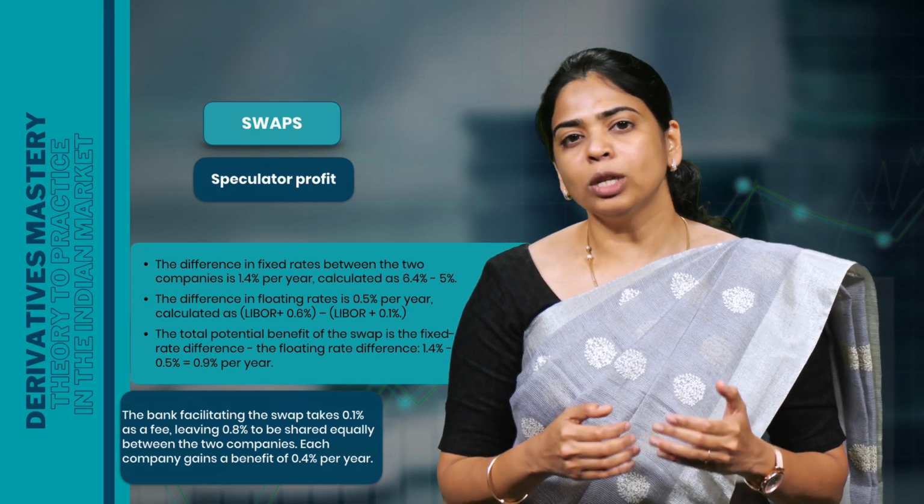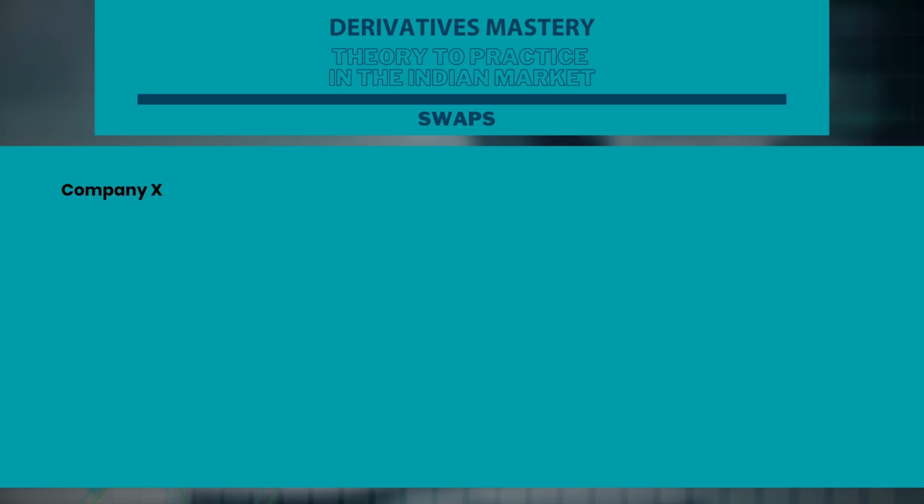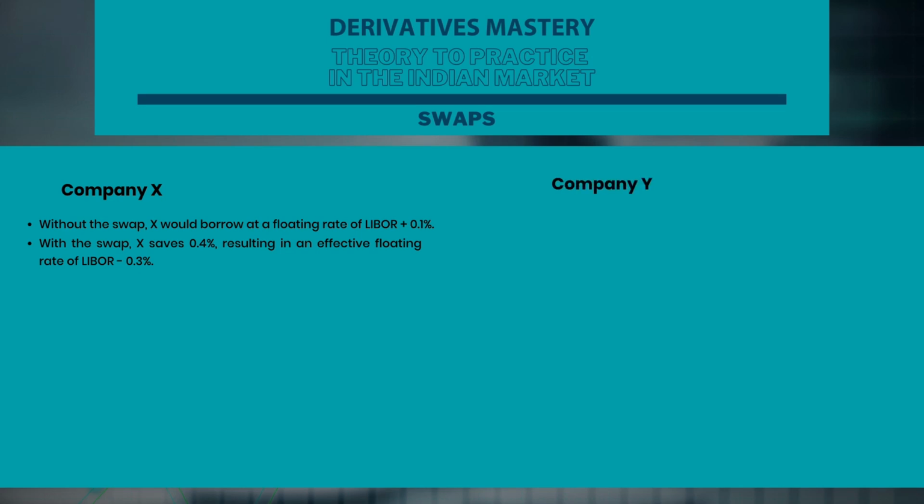Now, let's see how the swap affects each company's borrowing costs. Without the swap, company X would borrow at a floating rate of LIBOR plus 0.1%. Whereas with the swap, X saves 0.4%, resulting in an effective floating rate of LIBOR minus 0.3%. In case of company Y, without the swap, company Y would borrow at a fixed rate of 6.4%. Whereas with the swap, Y saves 0.4%, resulting in an effective fixed rate of 6%.